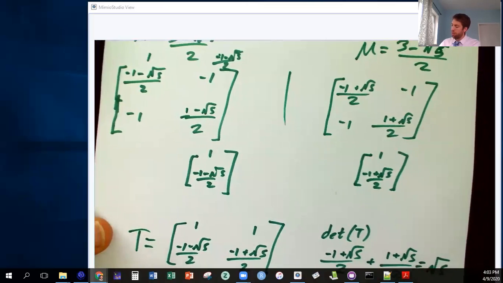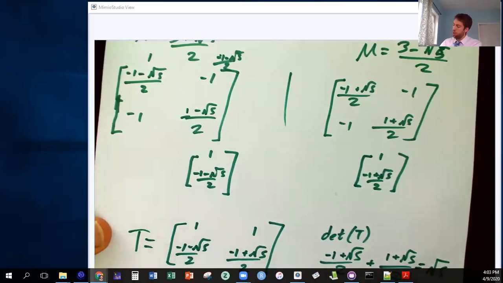So T inverse equals 1 over the determinant, 1 over square root of 5, times, and then you swap the diagonal, -1 plus square root of 5 over 2 and 1, and then make the off diagonal negative, -1, and these are both negative, so it becomes 1 plus square root of 5 over 2.